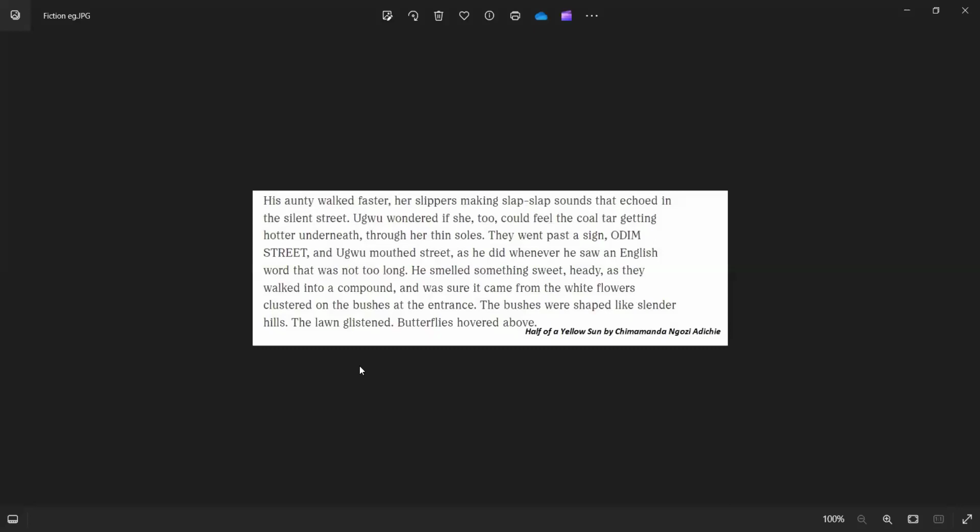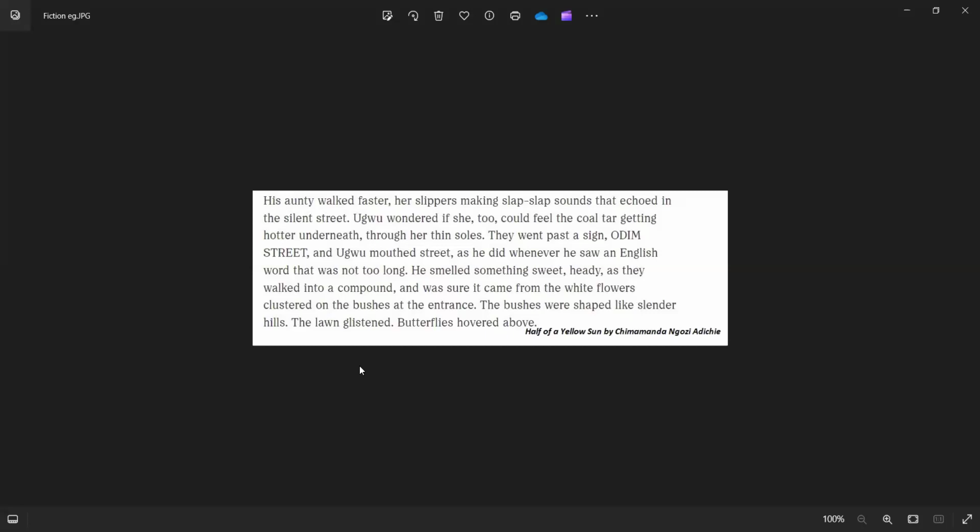So this is a paragraph from the novel Half of a Yellow Sun. His auntie walked faster, her slippers making slap slap sounds that echoed in the silent street. Ugwu wondered if she too could feel the coal tar getting hotter underneath through her thin soles. They went past a sign, Odim Street, and Ugwu mouthed street as he did whenever he saw an English word that was not too long. So, I don't need to read all of it, but you can read the rest of it yourself.